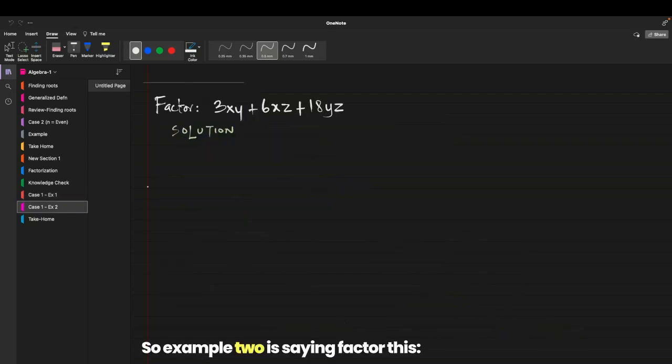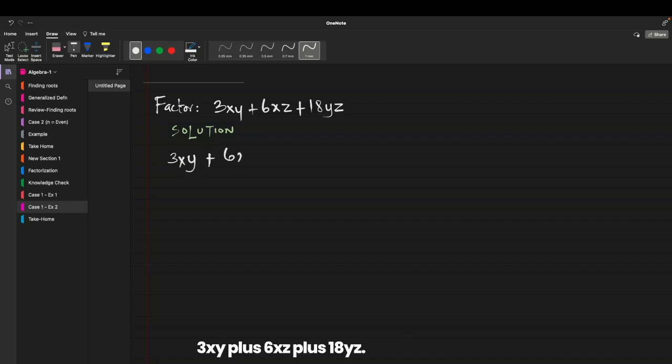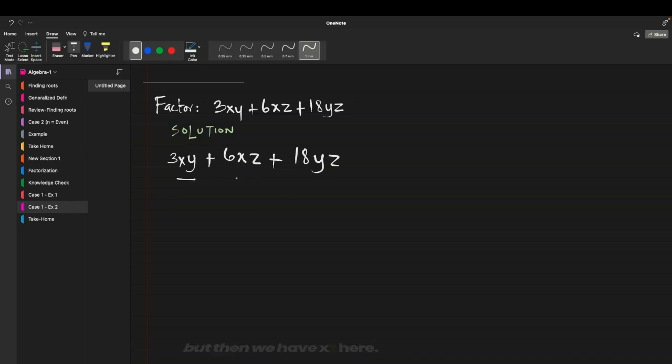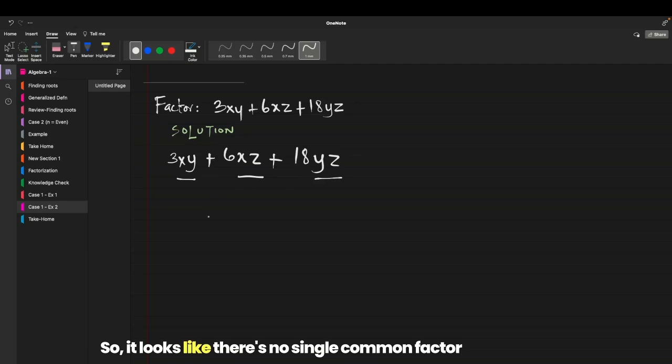Example 2 is saying factor this: 3xy plus 6xz plus 18yz. If you look individually at these three expressions, you can see that we have xy here, but then we have xz here, and then again we have yz here. So it looks like there's no single common factor amongst all of the letters that are represented here.